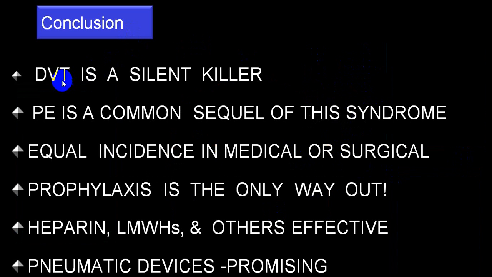Conclusion: DVT is a silent killer. Pulmonary embolism is the most common and dangerous complication. Equal incidence in medical and surgical sites. Prophylaxis is the only way out. Heparin, low molecular weight heparins, and other effective therapies should be started as early as possible. Early mobilization is the best.